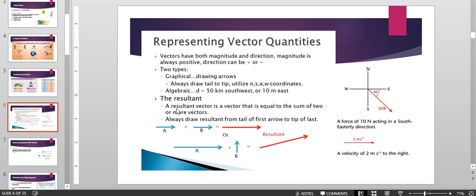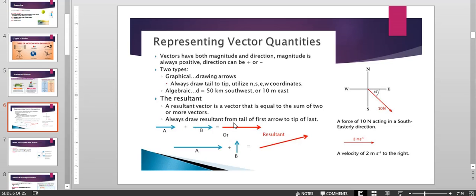The resultant. A resultant vector is a vector that is equal to the sum of two or more vectors. For example, vector A plus vector B is equal to a resultant vector, which is the sum of these two vectors.